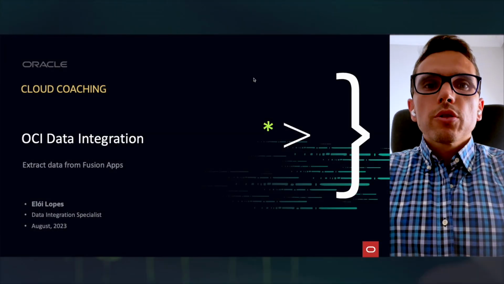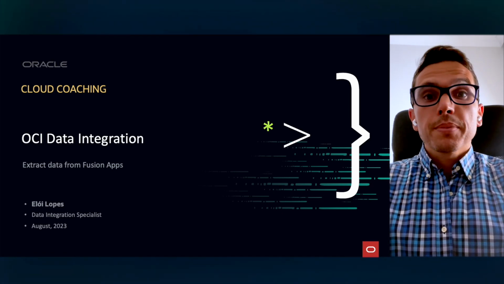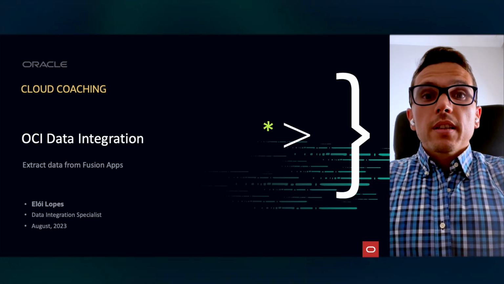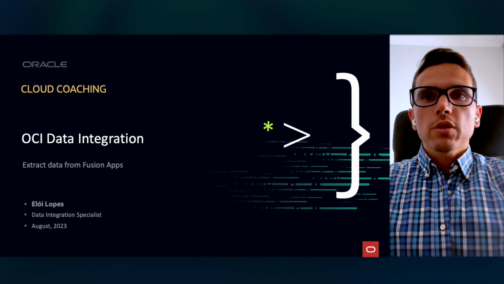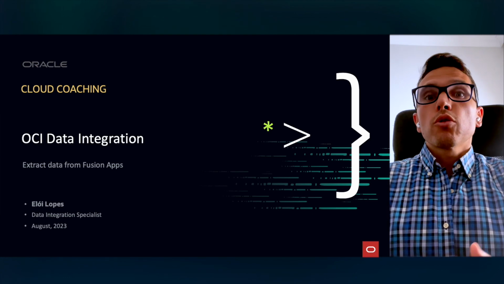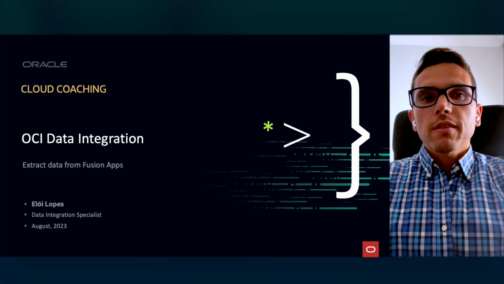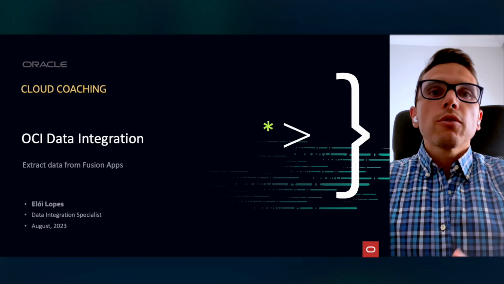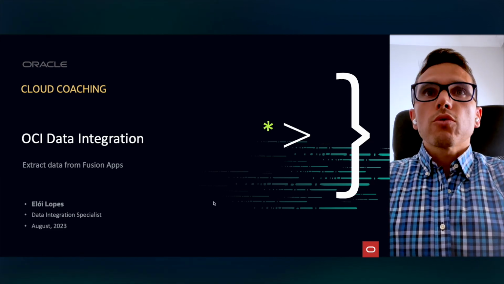Everyone. So today we are going to talk about OCI data integration and how we can extract data from Fusion apps, specifically in this case from ERP cloud. For this session, I'm making the assumption that you are already familiarized with OCI data integration, so I'm not going to introduce the product and show you the basic features and how to use it in general. I'm going straight to the point: how you can configure, in this case, BICC, Business Intelligence Cloud Connector, so that you can extract data from the ERP and load it into autonomous database. Okay, so let's do it.